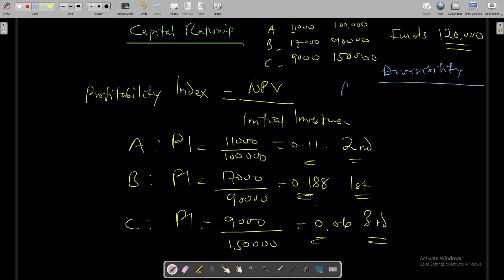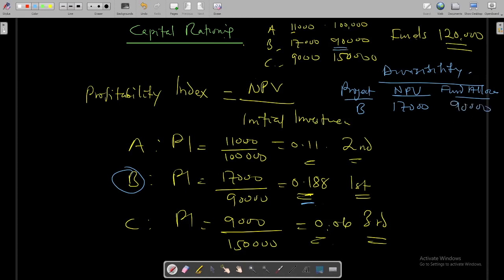Now, the projects, the NPVs or the benefits that we've computed and the funds to be allocated. So the first project to be undertaken should be project B because it has the highest PI. So project B should be undertaken first, and we are going to have an NPV of a benefit of 17,000 with initial investment required being 90,000.